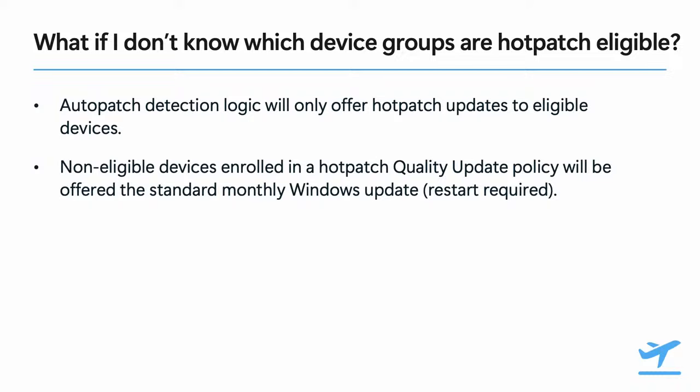The good news here is that you can enroll all of those devices, including those that may not be eligible because of Windows version or because of the other prerequisites mentioned, without consequence. We have detection logic in place in Autopatch that will only offer the Hotpatch update to the eligible devices. Now, those non-eligible devices that are enrolled in a Hotpatch quality update policy will still be offered the standard monthly Windows update. That will require a restart, but there will be no negative effect of keeping them enrolled in the Hotpatch quality update policy. As you light up those prerequisites, those devices that become eligible will then receive a Hotpatch update.